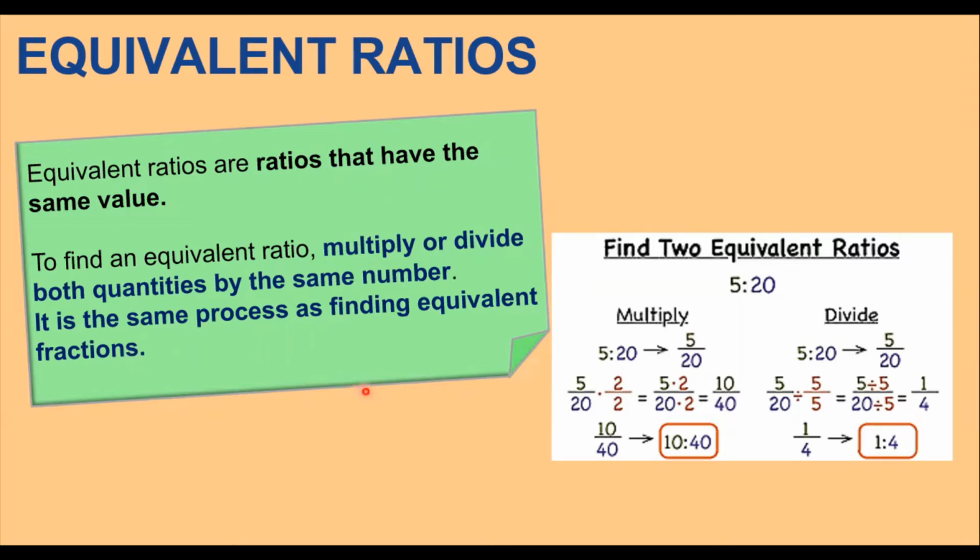Okay, so we have here an example. Finding an equivalent ratio of 5 is to 20. Here we multiplied 2 to both numerator and denominator and we get 10 over 40. So 10 over 40 is an equivalent ratio of 5 is to 20. And also here, instead of multiplying, we divide. Dividing both numerator and denominator by 5, we have 1 over 4. So 1 over 4 is also an equivalent ratio of 5 is to 20.